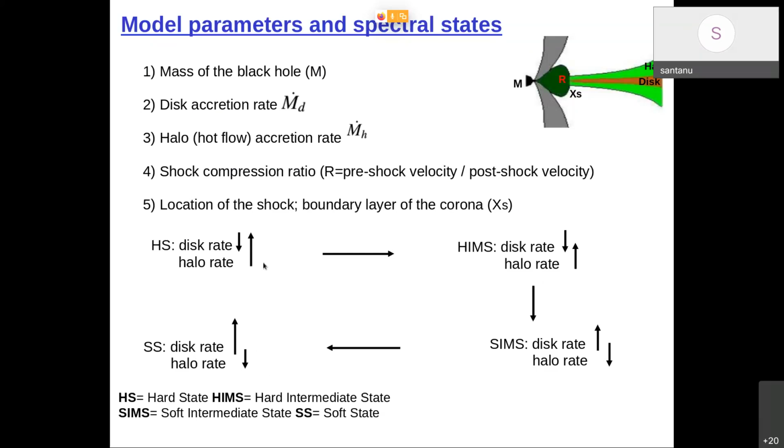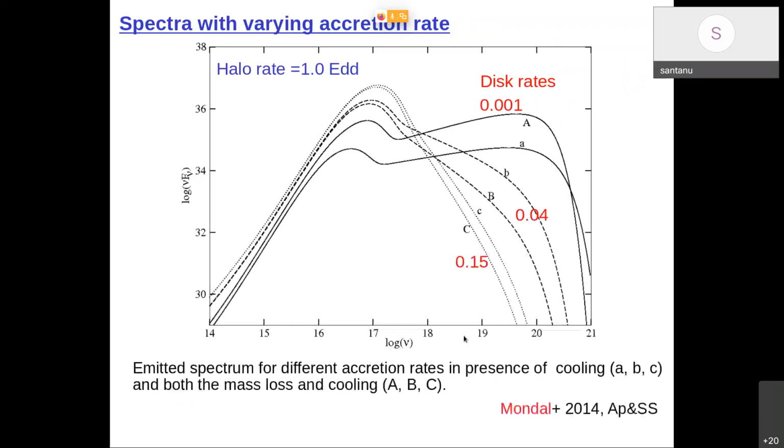But as you can see, we have 5 parameters. So during the observation, we cannot say that one parameter is changing and others are fixed. It will vary in a multi-dimensional space.